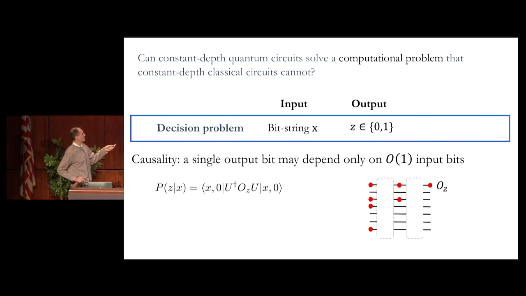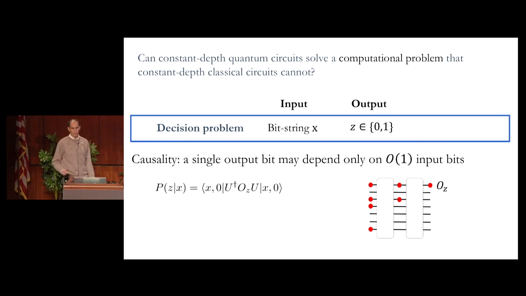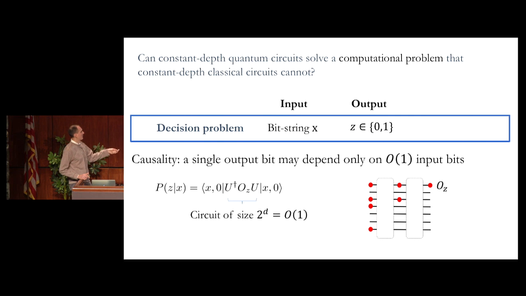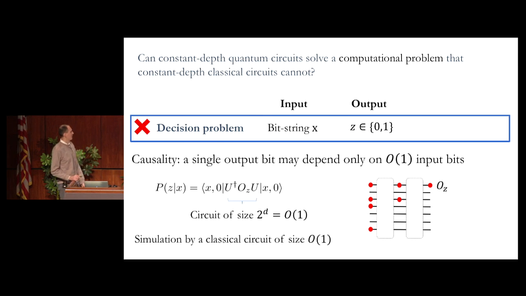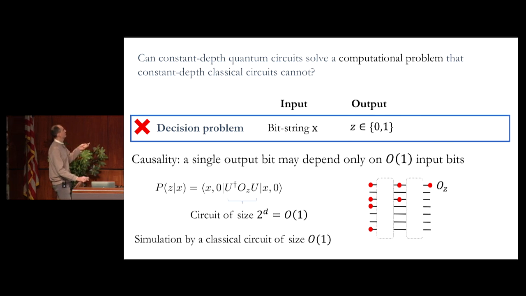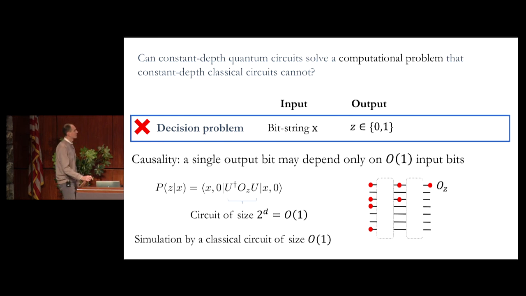Suppose we have some constant depth circuit U that solves a decision problem. Then we can compute the probability distribution of Z by measuring the expectation value of some single qubit observable, say, acting on the first qubit of the final state produced by the circuit. So this expectation value is given by this equation. You can see that if U is a constant depth circuit, this operator acts only on a constant number of qubits. So this is a quantum circuit which has only constant size, and of course, we can simulate it by a classical circuit of constant size. So for decision problems, the answer to this question is no.